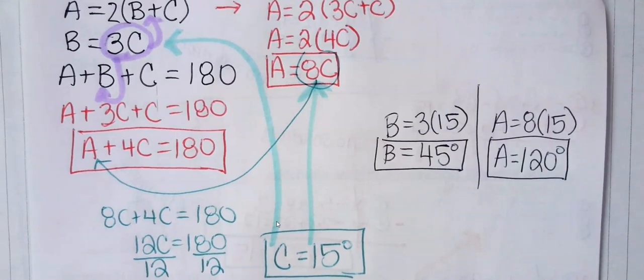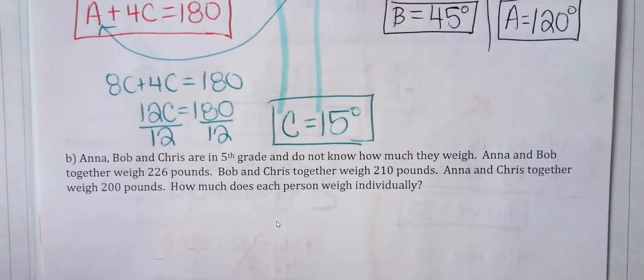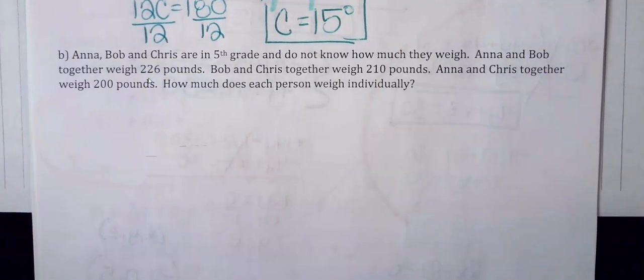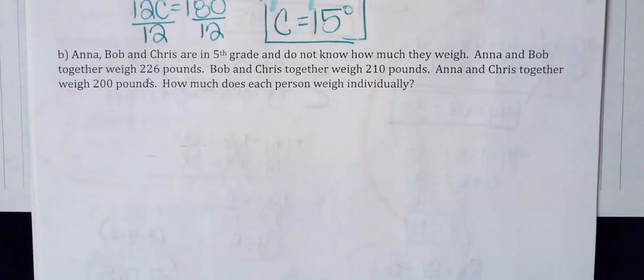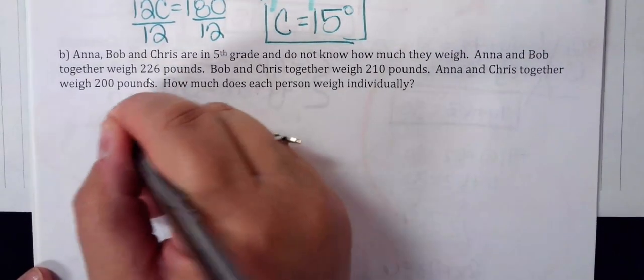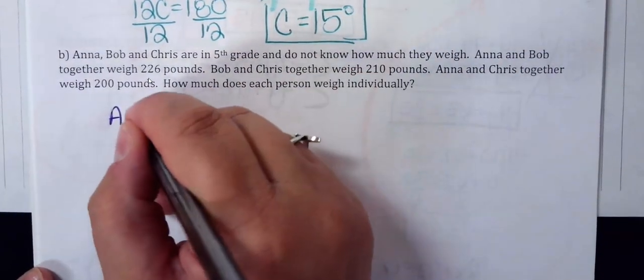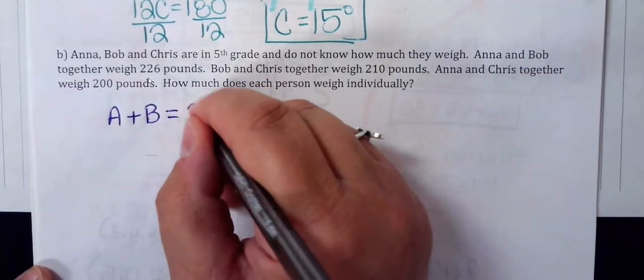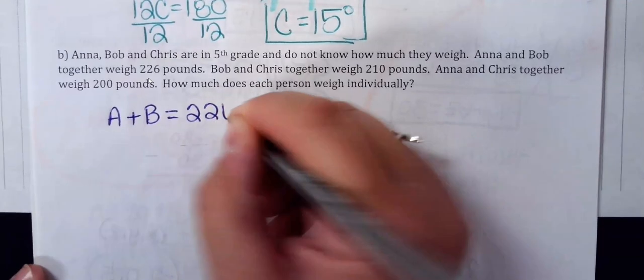Okay, I got one more, also kind of weird. And this is probably not like a normal scenario. Okay, anyway, it says Anna, Bob, and Chris are in 5th grade. They don't know how much they weigh. Anna and Bob together. So if I weigh them together, I'm going to add their 2 weights. So I'm just going to let A be Anna and B represent Bob. So if we weigh these 2 people together, these are 5th graders, this is 226.